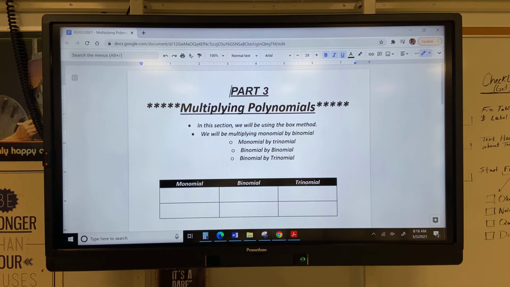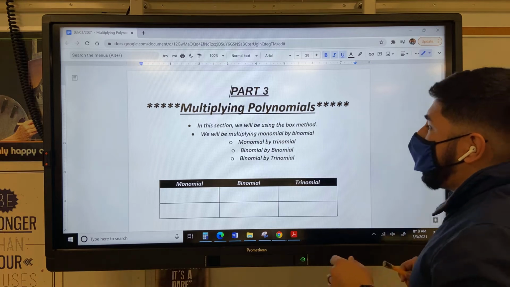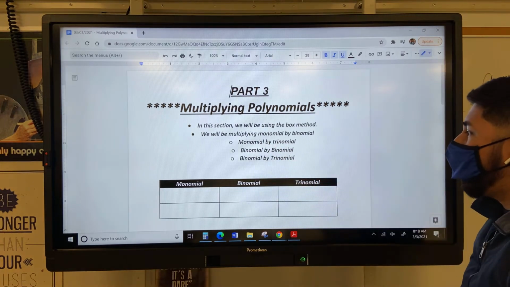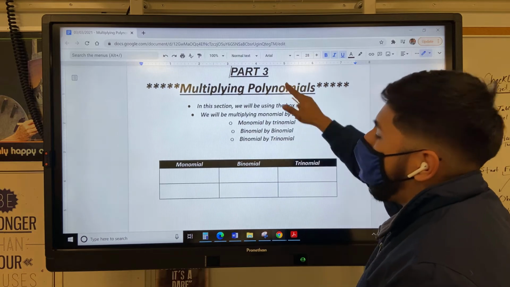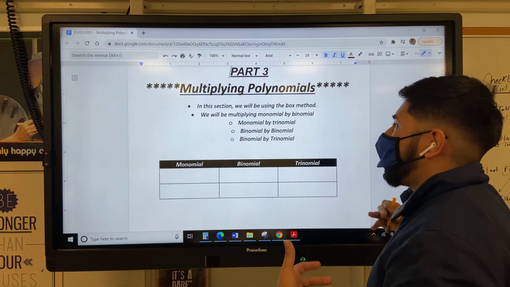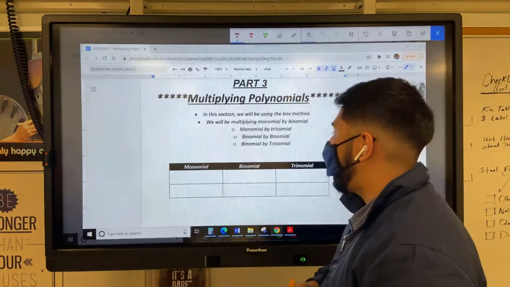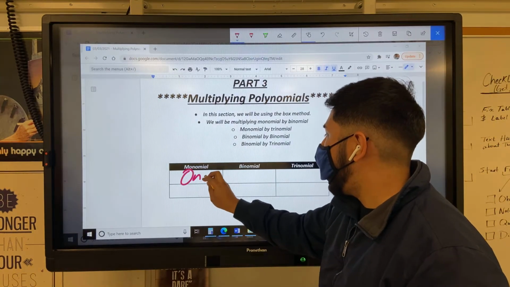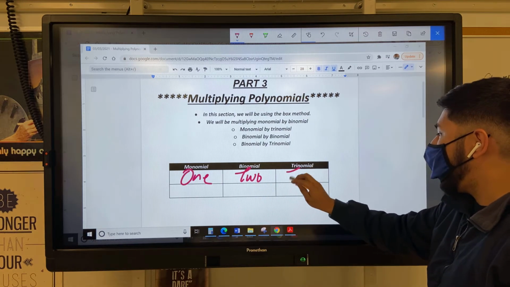Last part of multiplying polynomials. You can see that it's the same format. We're going to continue to make sure we understand what a monomial, what a binomial, what a trinomial is. Make sure we know that mono means one, bi means two, tri means three.